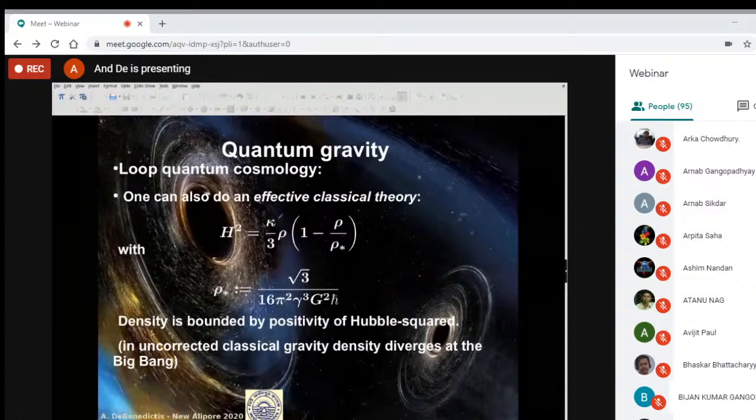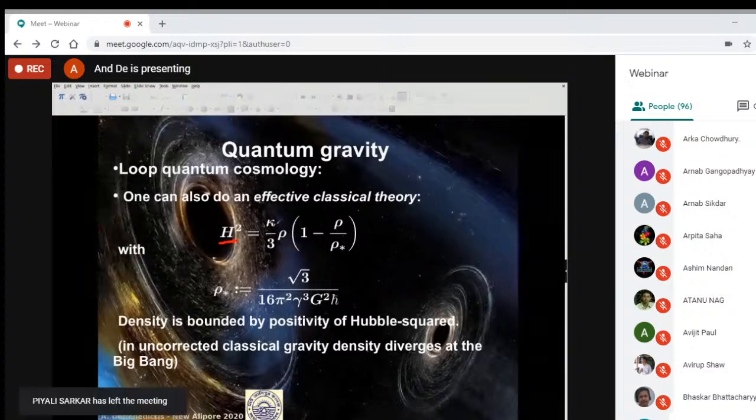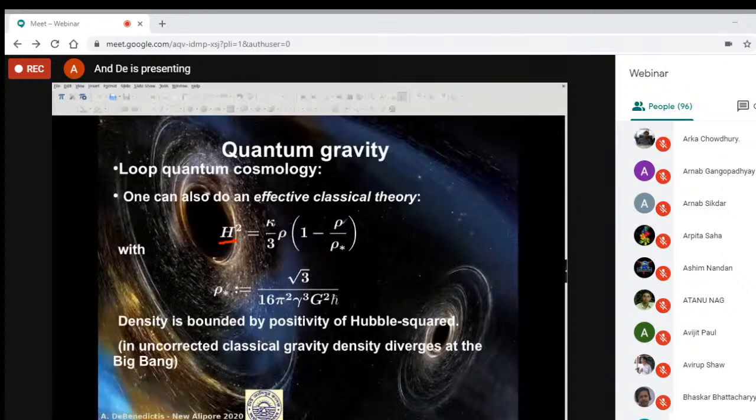The Friedman equation gets modified. This is the Hubble parameter, H squared. Kappa is 8 pi, and if you put in the values of G, you'll have a G over c to the 4. Rho is the energy density in the proper frame. And what one has is the usual Friedman equation plus a correction, which goes as rho over rho star. Rho star is sometimes called the critical density in loop quantum cosmology. It's equal to this number in the middle of the slide, like that.